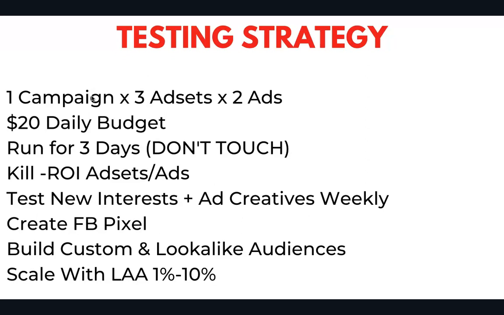After 3 days, I like to kill the negative ROI ad sets or ads. So if one ad set is working out of 3, I just turn off the other 2 and then look at the ads and see which one is getting me the cheapest cost per click. If ad number 1 is getting me the cheapest cost per click and only 1 interest is getting me the conversions, I'm gonna keep that running.